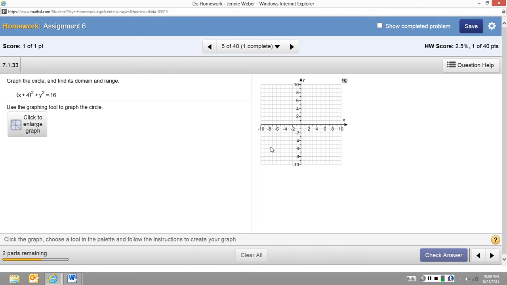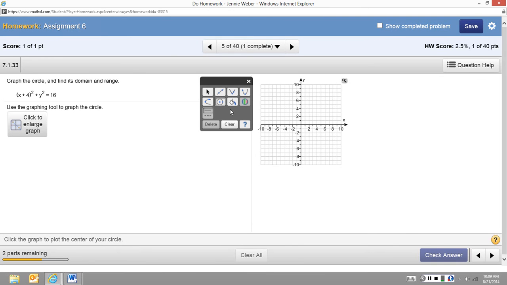So the first thing I'm going to do here is graph this, and you can see here I have the choice of a circle. The first thing you do is find your center. So I'm going to plot -4, 0. And you can see down here at the bottom, it's giving me the coordinates. So that's helpful.